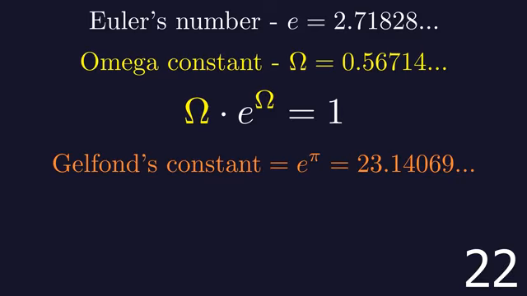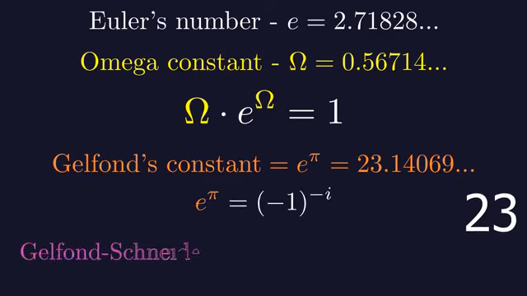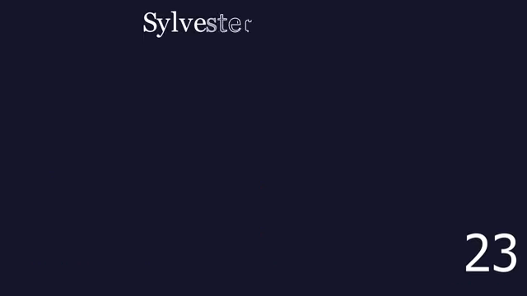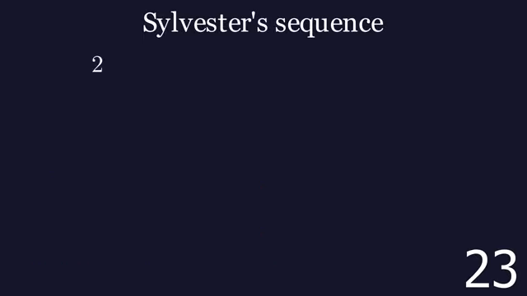Interestingly, it is also exactly equal to -1 to the power of -i. The Gelfond-Schneider constant is equal to 2 raised to the power of the square root of 2. Sylvester's sequence starts with 2. The next term is always the product of all the previous terms plus 1.